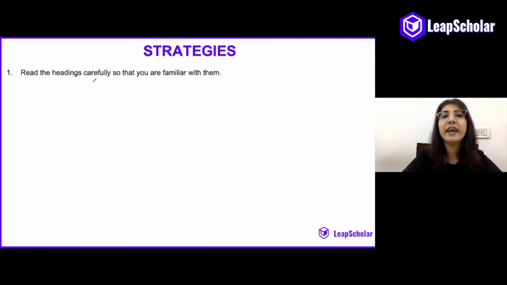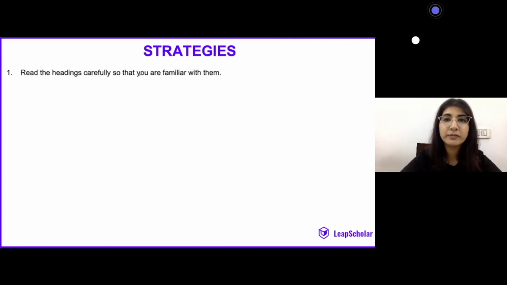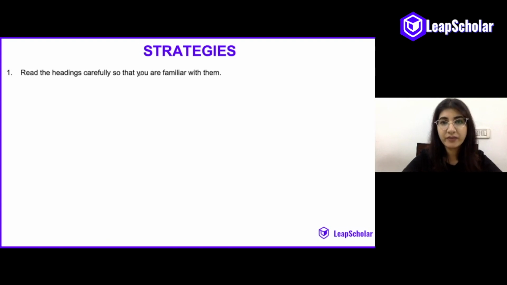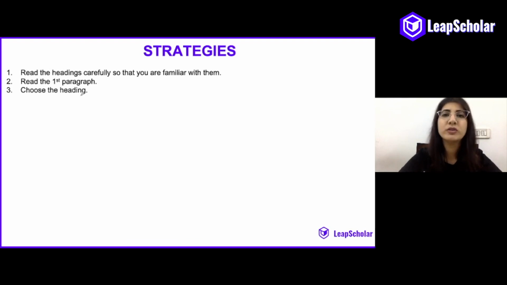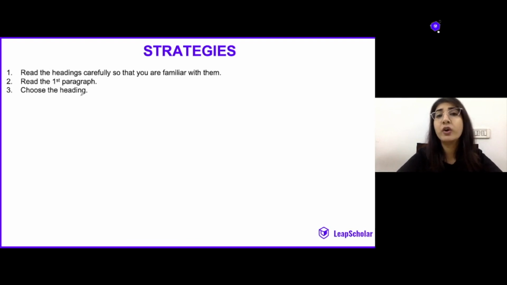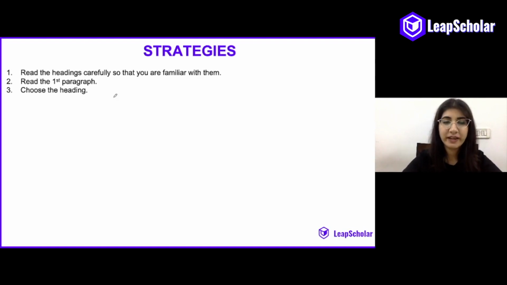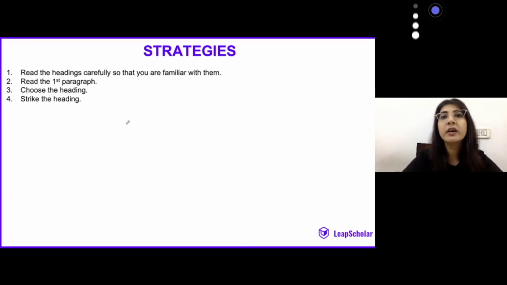Let's look at the strategies that you need to follow for this task type. So the first is read the headings first so that you're familiar with them. A lot of students jump straight to the text. That is not something I would recommend that you do. Read the headings carefully and then begin reading your text paragraph by paragraph. Read the first paragraph and choose the first heading for it. So choose whichever heading you feel is the most apt, even if that's not the one that you're completely sure about. So if you're confused between two headings, that's all right. Write both the numbers of the headings in front of that first paragraph and strike the heading that you've chosen. So remove that heading, strike through it to make sure that you don't get confused again and again.